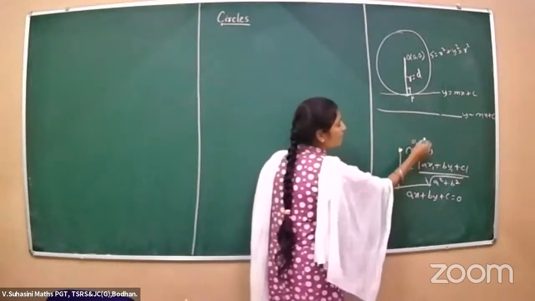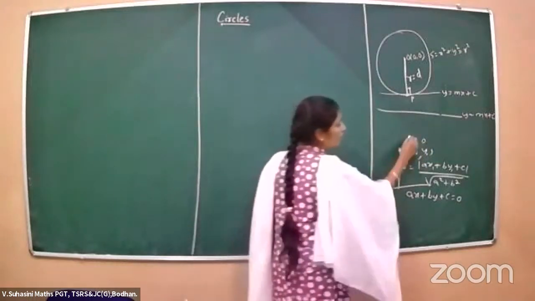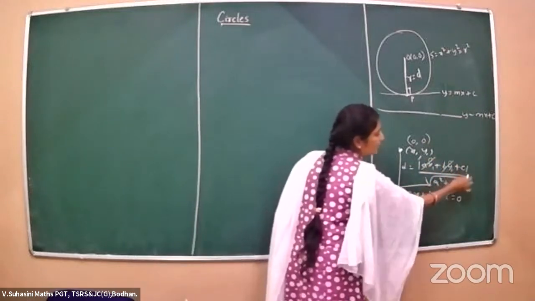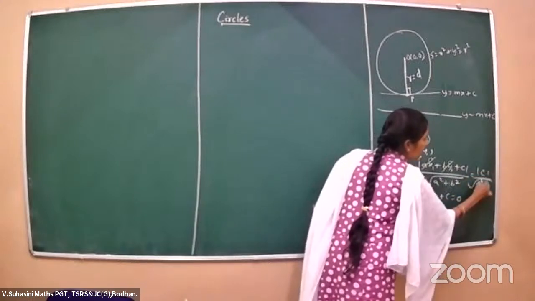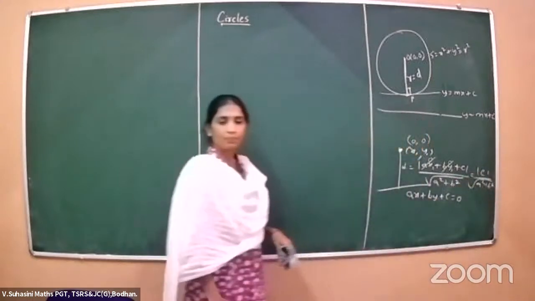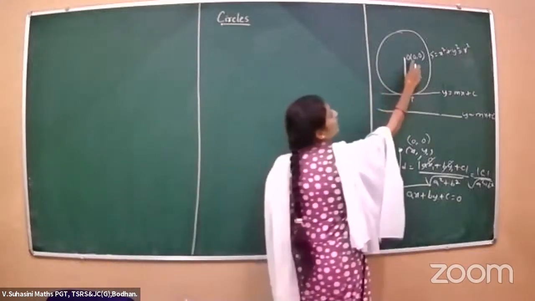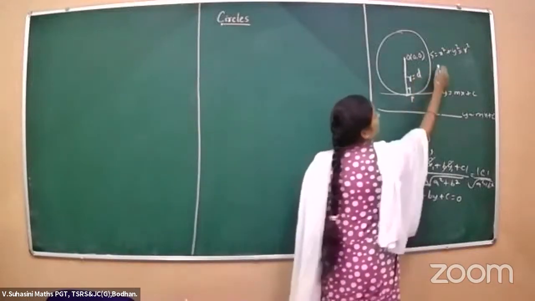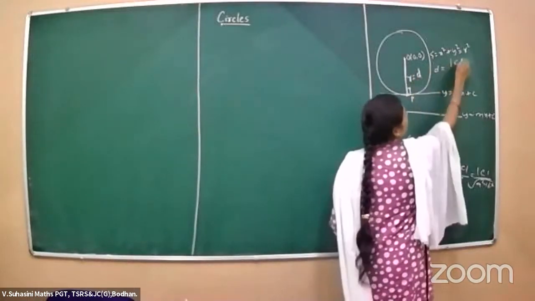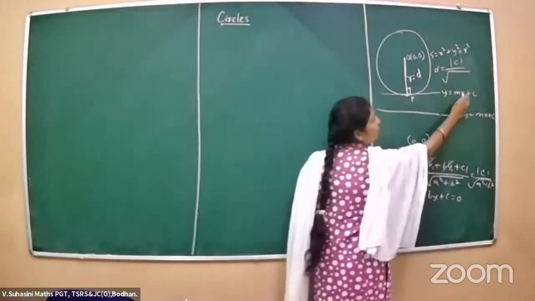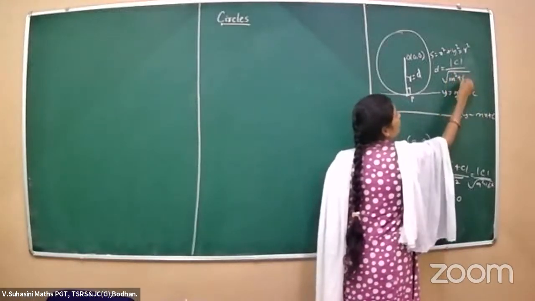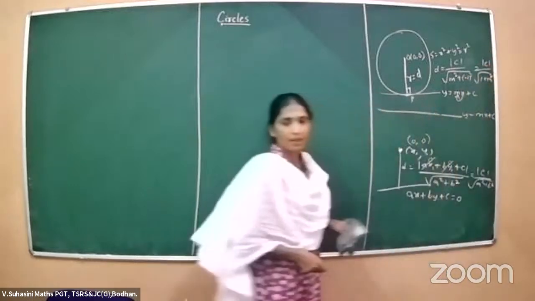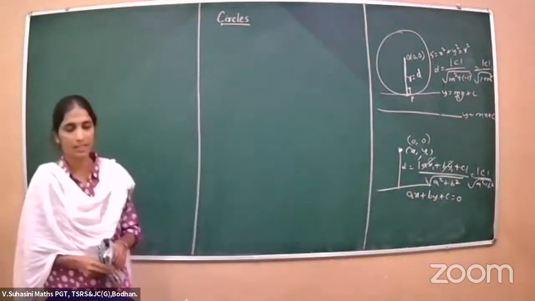If this point (x1, y1) is (0, 0), that is, if it is the origin, then a into 0 and b into 0, therefore these terms get cancelled. It is simply mod c by root a square plus b square. Because the circle center is the origin, the perpendicular distance from the center to this line is mod c, the constant in the line, by square root of x coefficient square plus y coefficient square. This is mod c by root of 1 plus m square. Mod c by root of 1 plus m square.